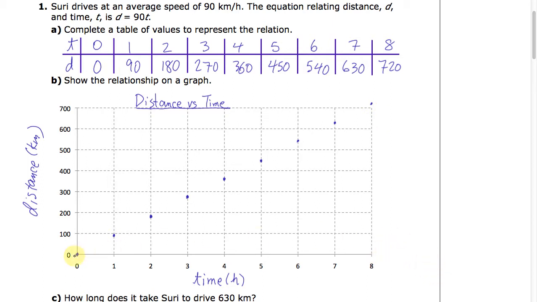So now we can connect all of these points together because it does make sense to talk about the in-between times. So for instance, at half an hour's time, you would expect to drive 45 kilometers, and there's no reason why we can't have all of the points connected in between here. So I'm going to do that now.